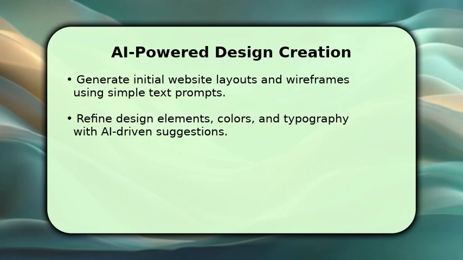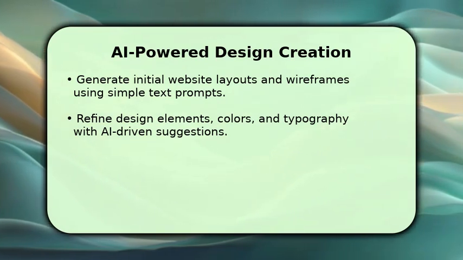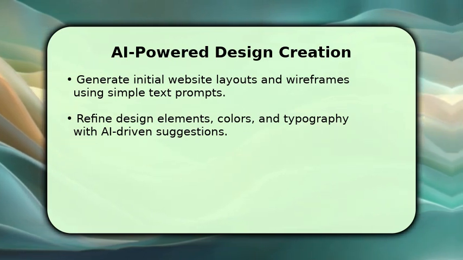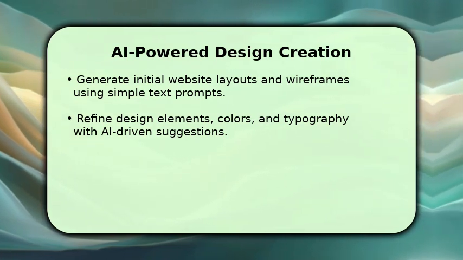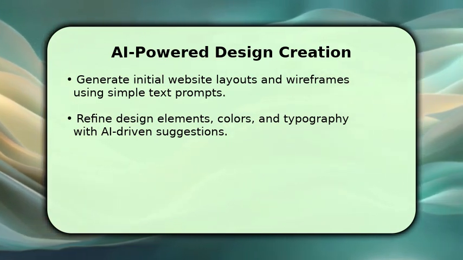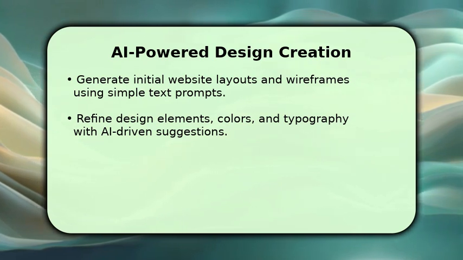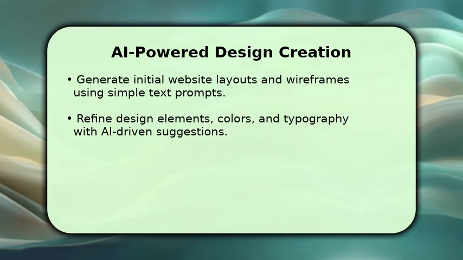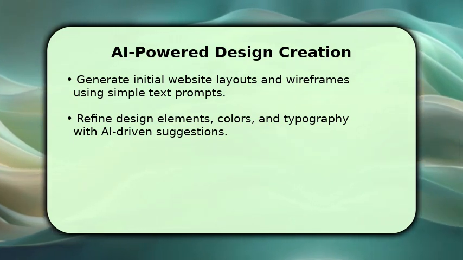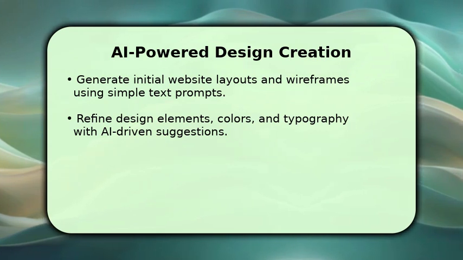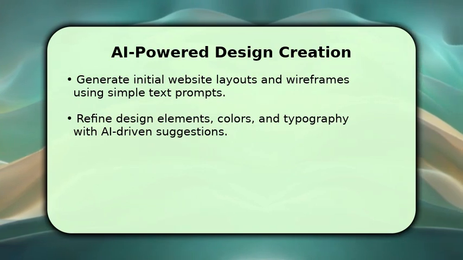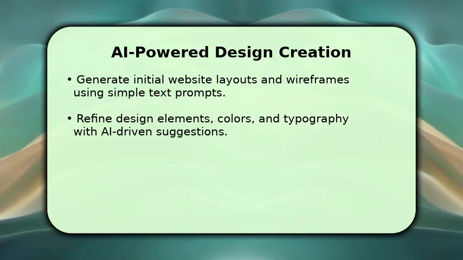Once your AI plugin is active, you can start generating designs with remarkable speed. Simply provide a text prompt describing your desired website, like a modern e-commerce landing page for clothing. The AI will then generate initial layouts and wireframes for you to review. You can also use AI to refine specific elements, suggesting color palettes, font pairings, or even optimizing image placements. This iterative process allows for rapid prototyping and exploration of many design variations.